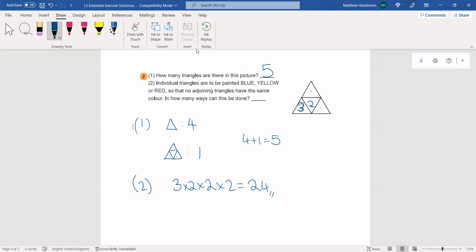Now each of the other triangles are not touching the first triangle, so the only one they're affected by is the one in the middle, which means we have 3 different colors, but we can't pick the one in the middle. So we've got 2 choices remaining. So again, using the principle of multiplication, we need to multiply all these numbers together.